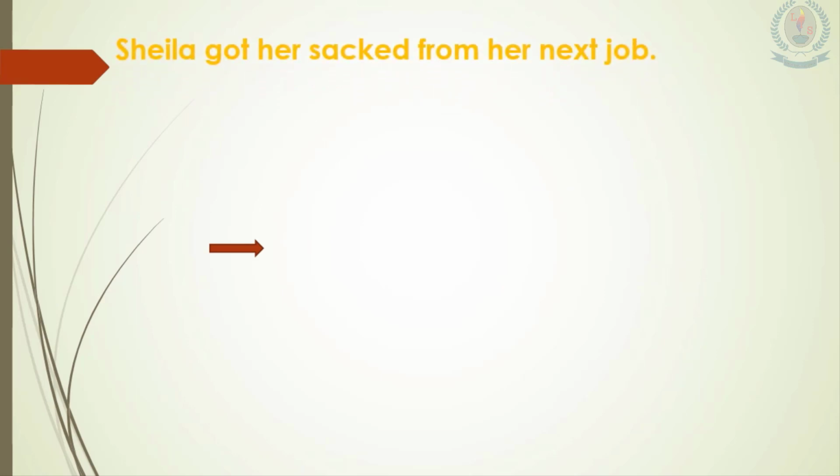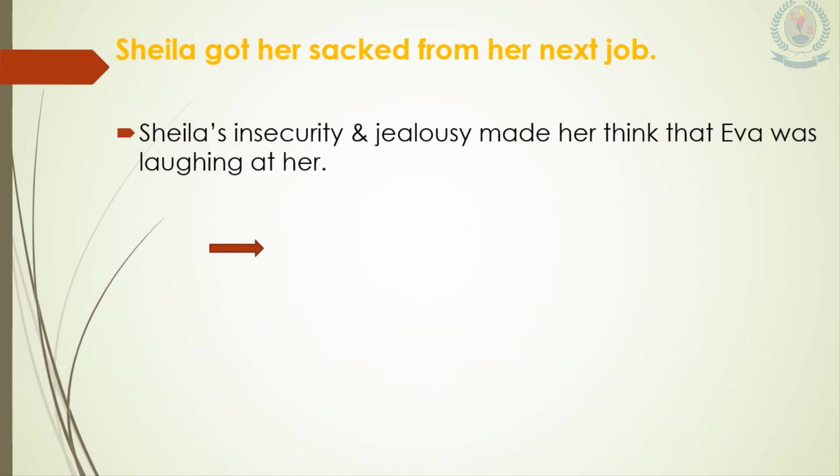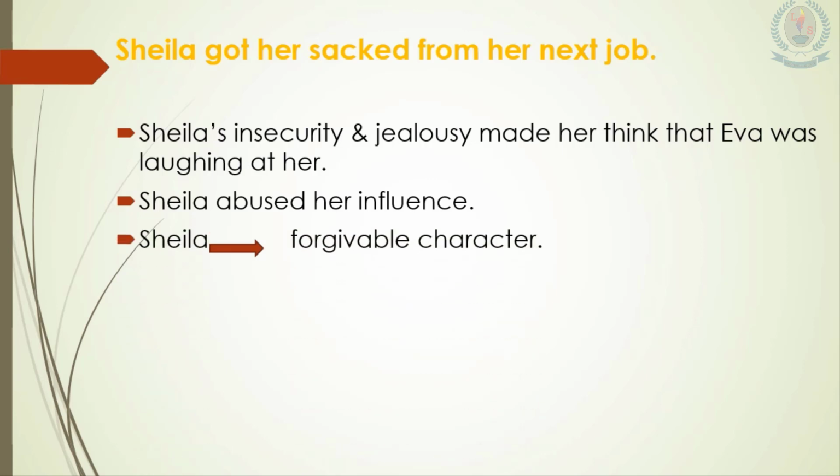Okay, the next thing which happens is Sheila getting Eva Smith sacked from her next job. What is the main reason that made Sheila do it? Yes, mainly because she was insecure and jealous, she felt like Eva was laughing at her. And being a regular customer at Millwards, she used her influence and power to make the girl lose the job.